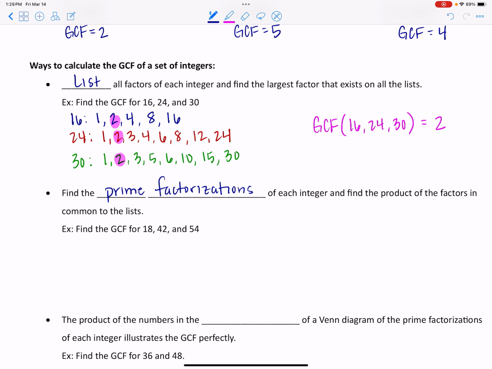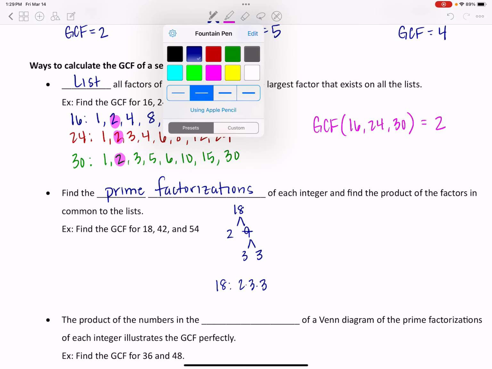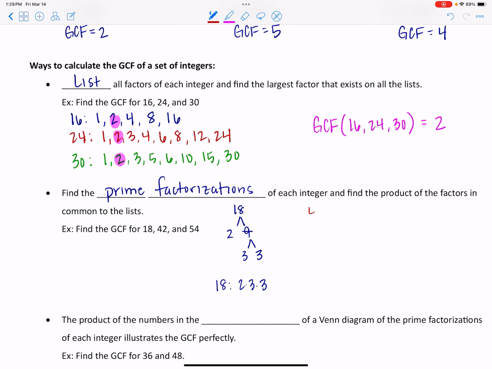So in this example, I'm going to look for the GCF for 18, 42, and 54. So I'm going to start by finding my prime factorizations and making factor trees. Starting with 18, I know that's going to be 2 times 9, and 9 breaks down to 3 times 3. So for 18, my prime factorization would be 2 times 3 times 3. And then I'm going to break down the 42. So 42 is 2 times 21. 21 is going to be 3 times 7. So for 42, my prime factors would be 2, 3, and 7.